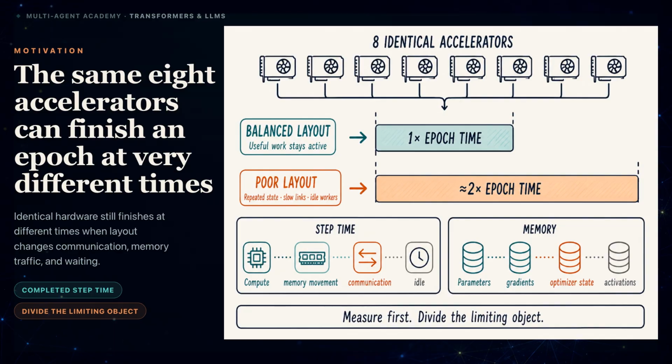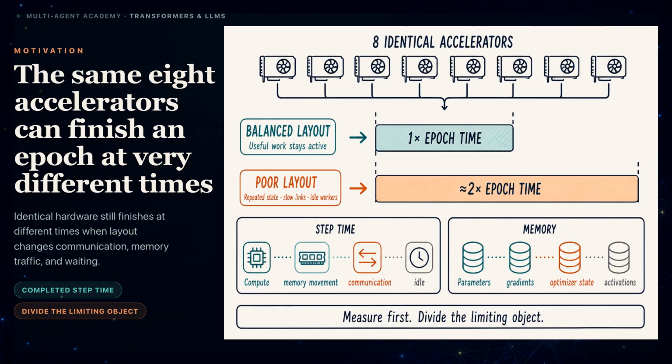Suppose two teams train the same model on the same tokens using 8 identical accelerators. One team completes an epoch in almost half the time. The slower run keeps complete copies of model state that could be divided, sends frequent messages across slower connections, and leaves some devices idle while others finish. During each step, every accelerator reads parameters and activations from main device memory, writes intermediate results for the backward pass, and exchanges data before the next computation can begin.